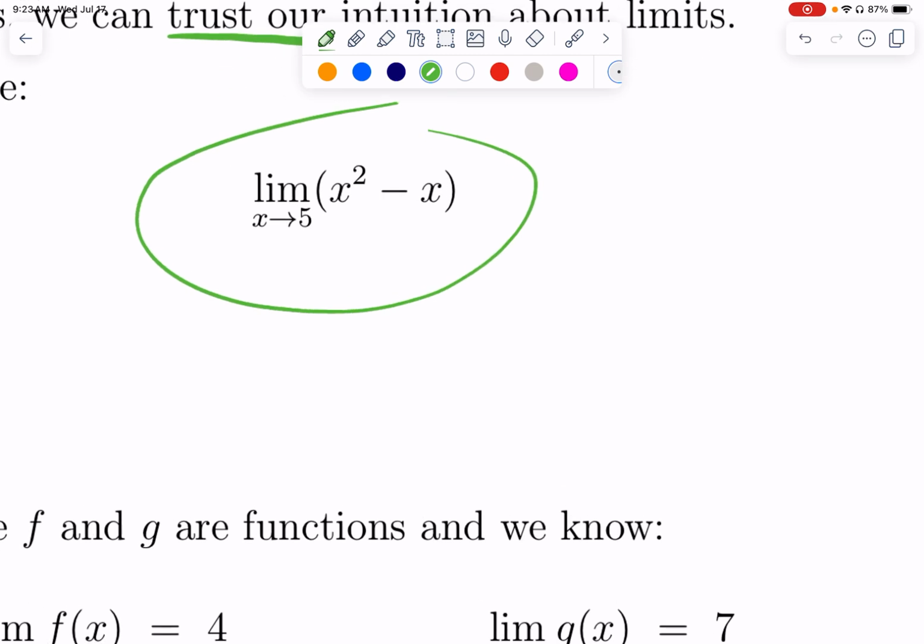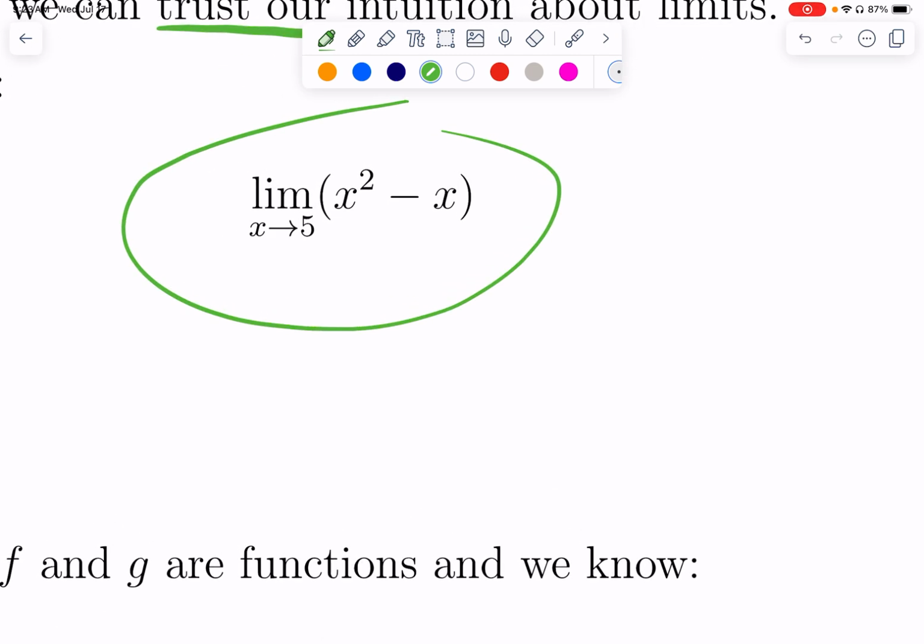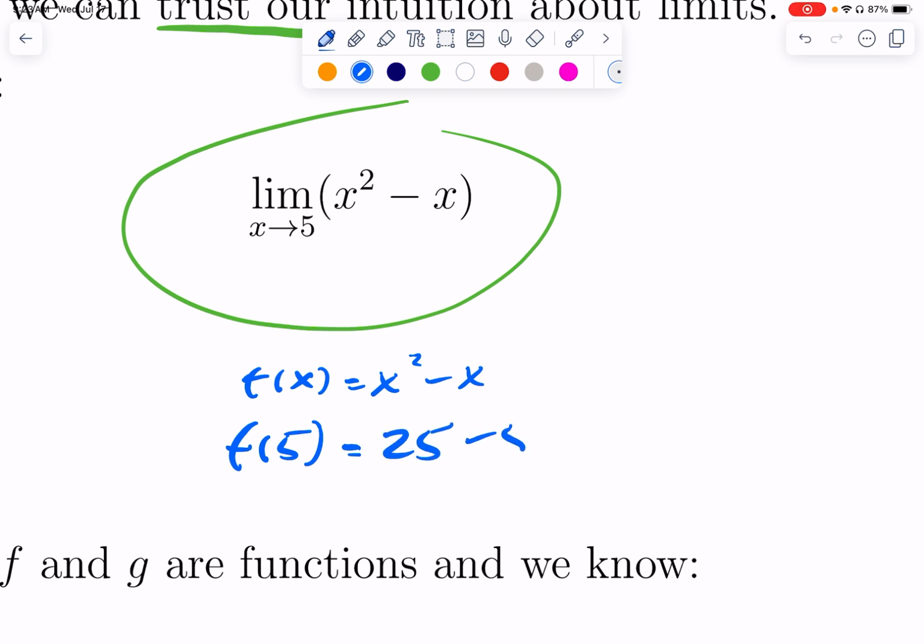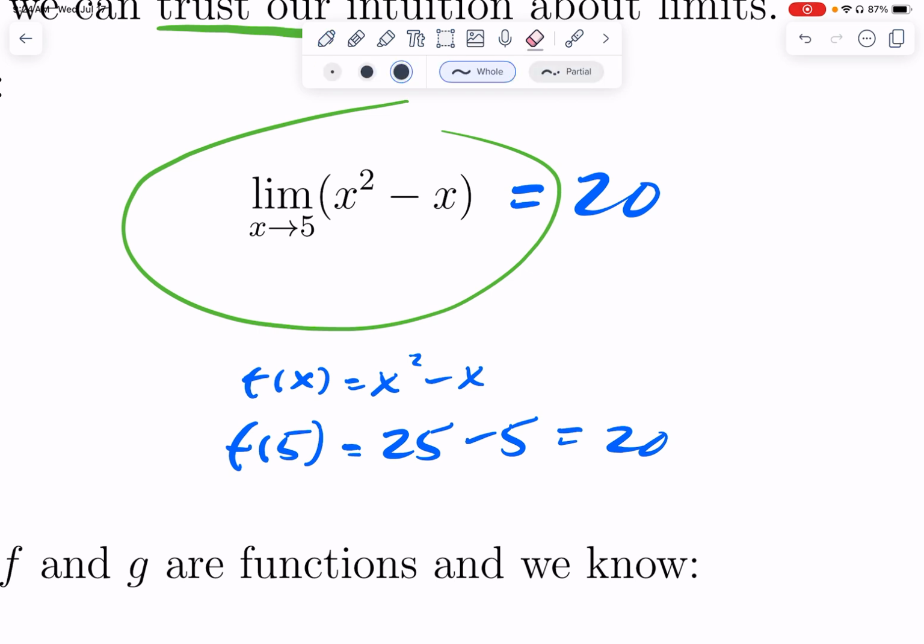If I just gave you this, what's the limit as x approaches 5 of x squared minus x? Well, you could say to yourself, I've got this function, f of x is x squared minus x. What if I just plug in 5? I get 25 minus 5, which is 20. So f of 5 is 20. So if I'm near 5, I should be near 20. So the answer here is 20. We basically just plugged in, and that didn't require any illegal math. If it just feels like you're getting an answer doing nice, simple things, you're probably fine.